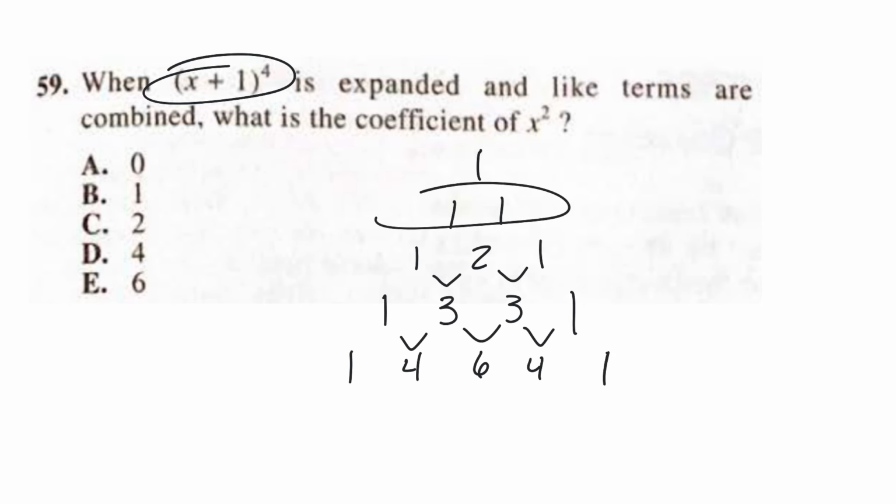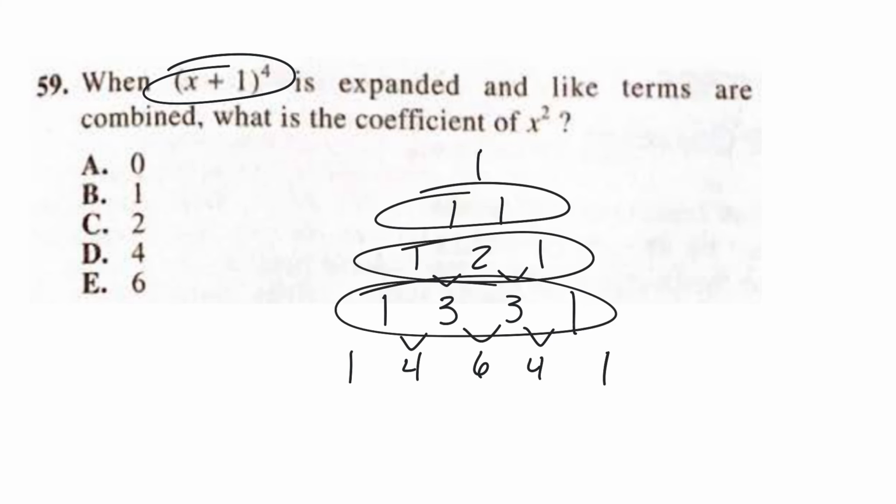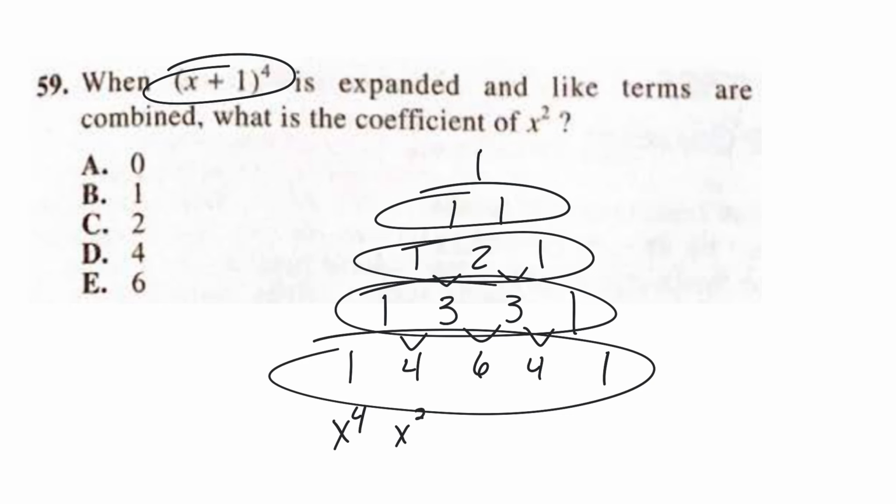This is level first power 1, power 2, power 3, and in the fourth power, the way this reads, this would be x to the fourth, this would be x to the third, this would be the x squared, this would be the x, and this would be the constant value. And it asked me for the x squared value, so this would be 6.